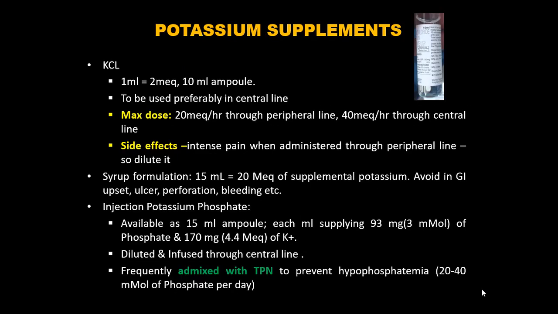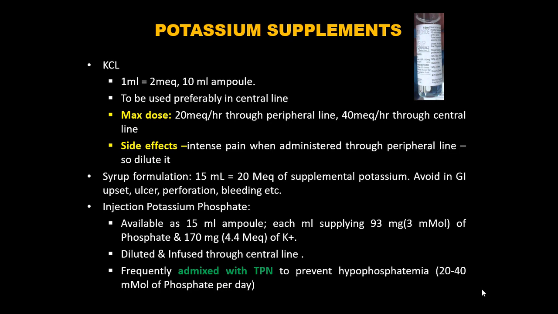Potassium supplements, we have got IV KCl, oral KCl, and POTFOS, potassium phosphate. We know the concentrations. 1 ml of IV KCl contains 2 milliequivalents. We have got a 10 ml ampule. It has to be preferably used through a central line. Maximum dose you can use through a peripheral line is 20 mEq per hour, and through central line we can use 40 mEq per hour. Side effects, if it is extravasated or when you use it through a peripheral line, it can cause severe thrombophlebitis.